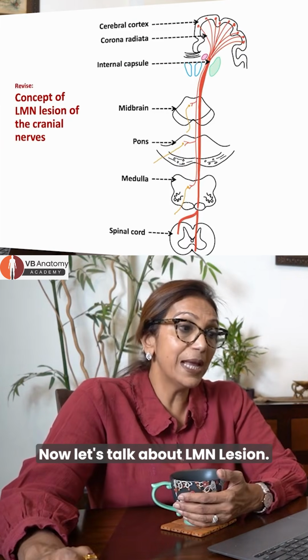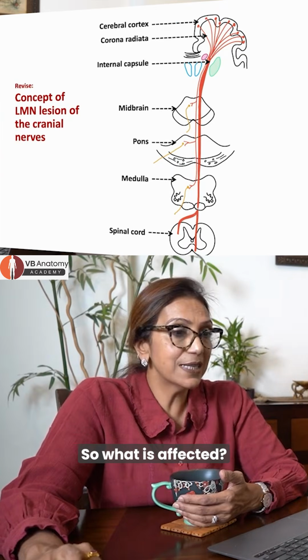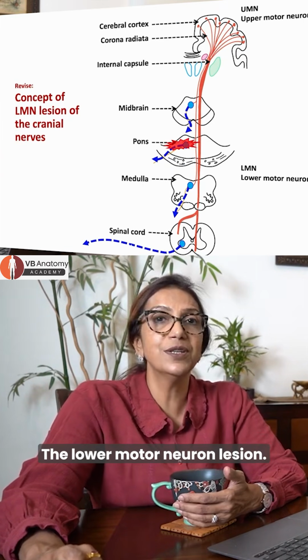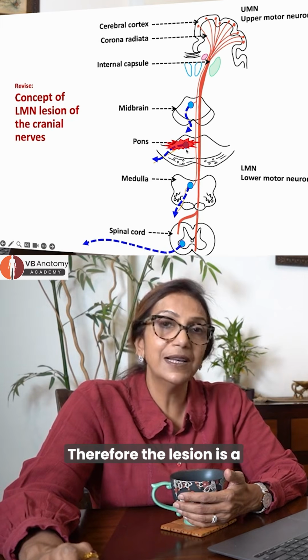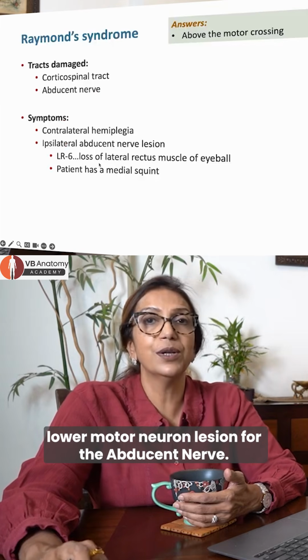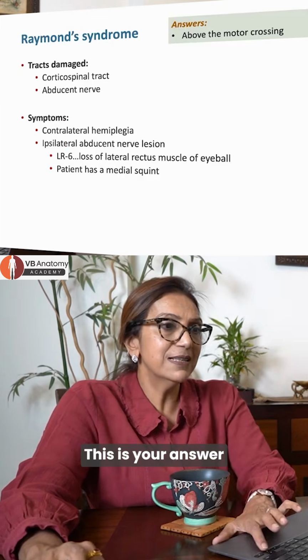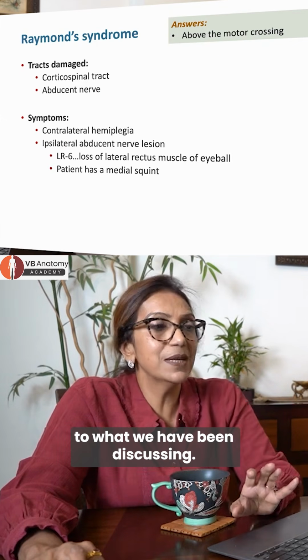Now let's talk about the LMN lesion. So what is affected? The lower motor neuron lesion. This is your sixth cranial nerve affected. Therefore, the lesion is a lower motor neuron lesion for the abducent nerve. This is your answer to what we have been discussing.